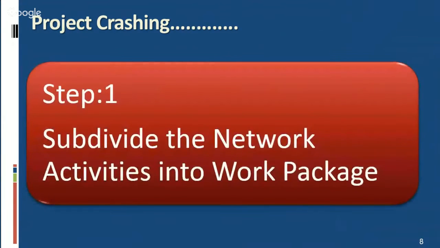Now we will explain to you steps of project crashing. First step, subdivide the network of activities into work packages of comparable length and cost. First of all, you have to divide all activities in comparable length and cost. This is your first step.